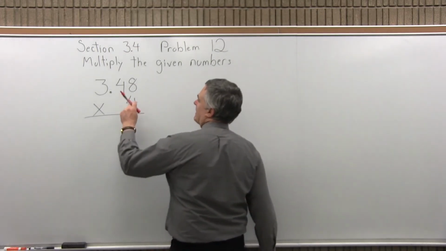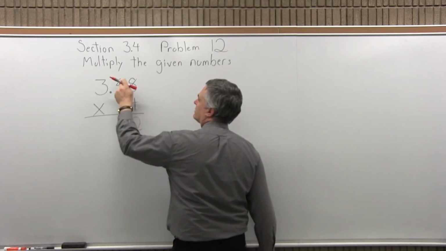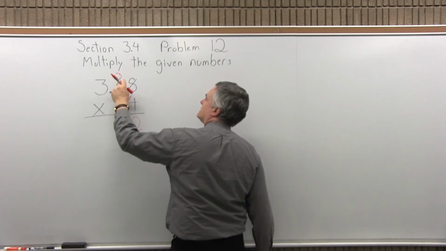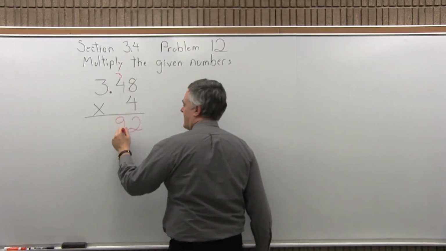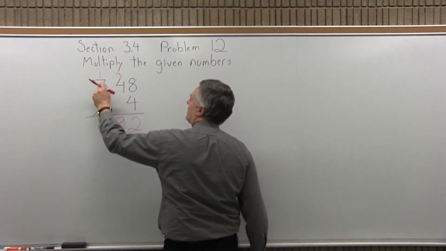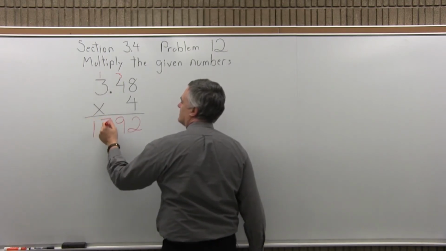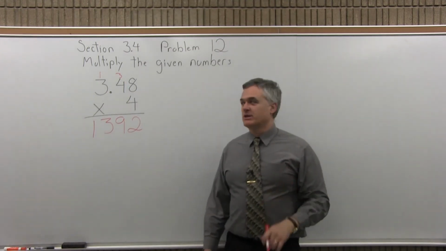So 4 times 8 is 32. Write the 2, carry the 3. 4 times 4 is 16. 16 plus the 3 more that we carried is 19. So I'll write the 9 for 19, carry the 1. 4 times 3 is 12. 12 plus 1 more that we carried is 13. So I get 1,392, but now I have to put the decimal in.